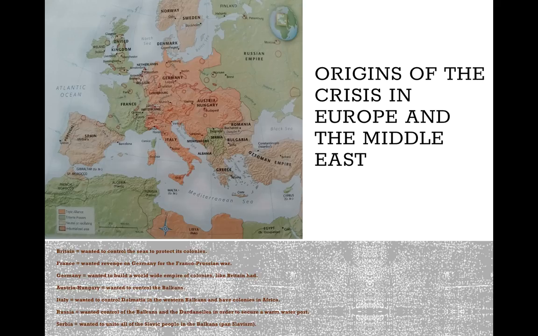And finally, Serbia wanted to unite all the Slavic people in the Balkans under Pan-Slavism. This caused conflict with Austria-Hungary and the Ottoman Empire. The Balkans were also divided by religion. The Ottoman Empire wanted to protect its own personal interests. As you can see, look at the map, it has lost quite a bit of territory, and it wants to protect all that it has left.